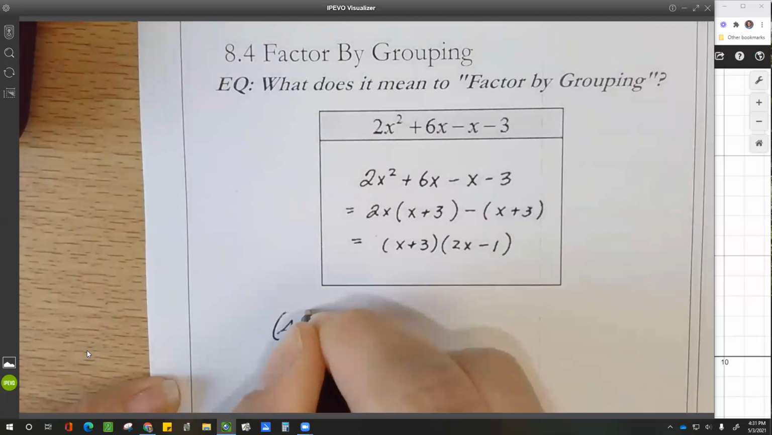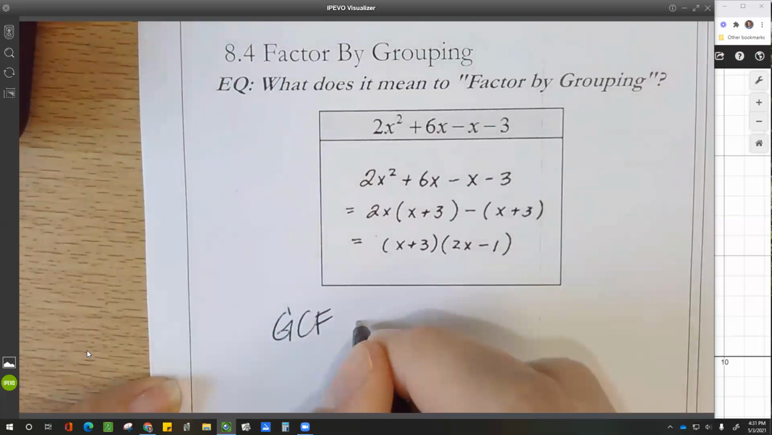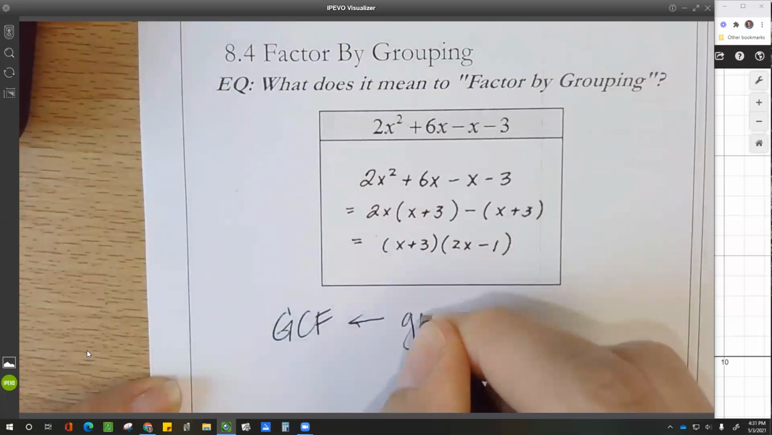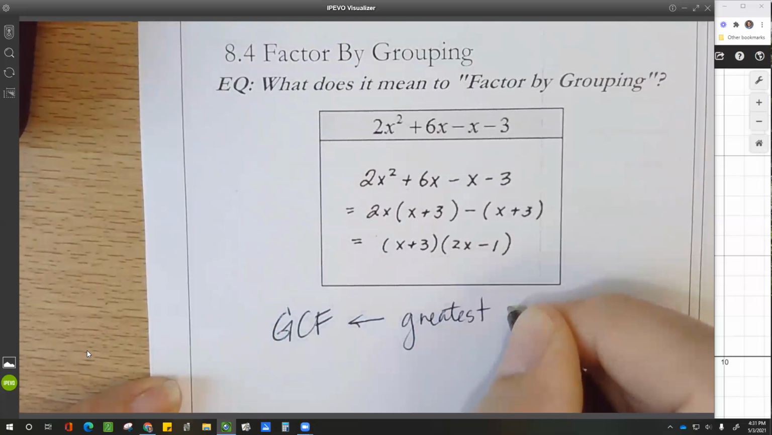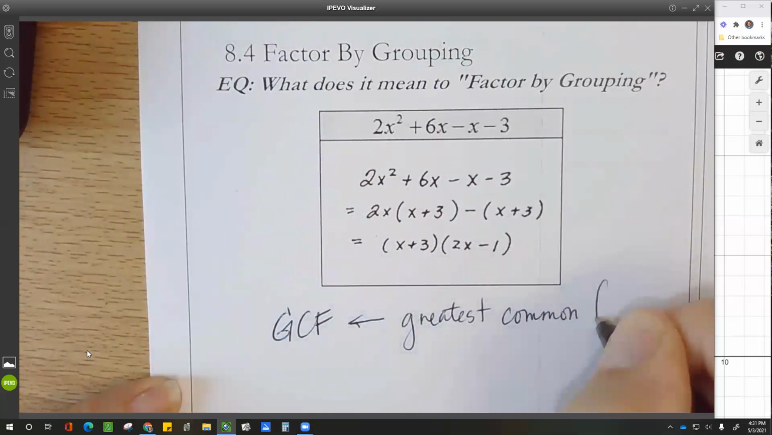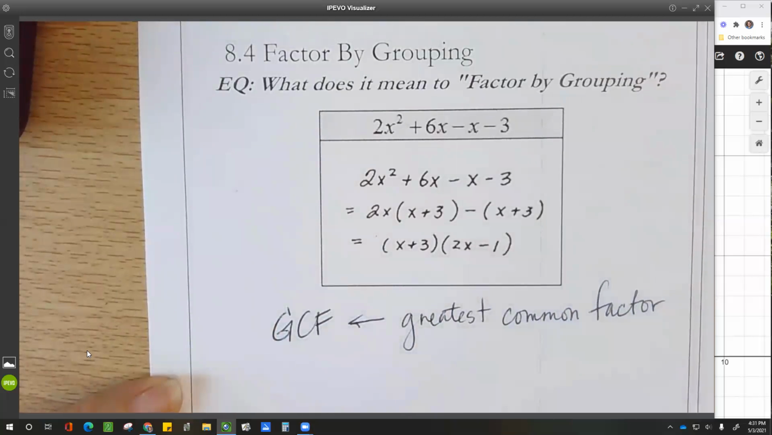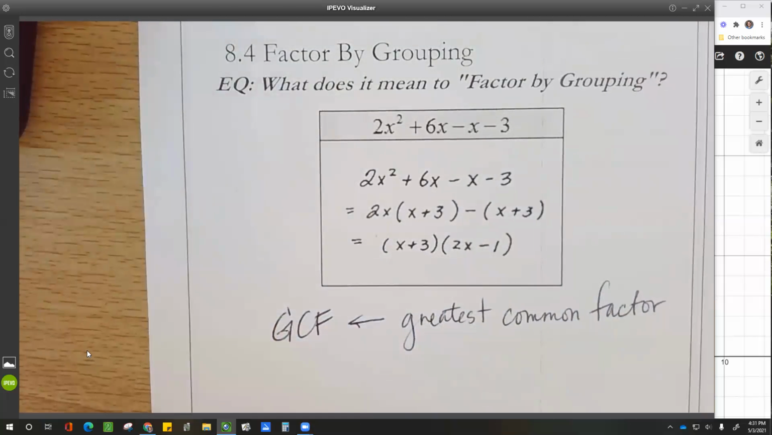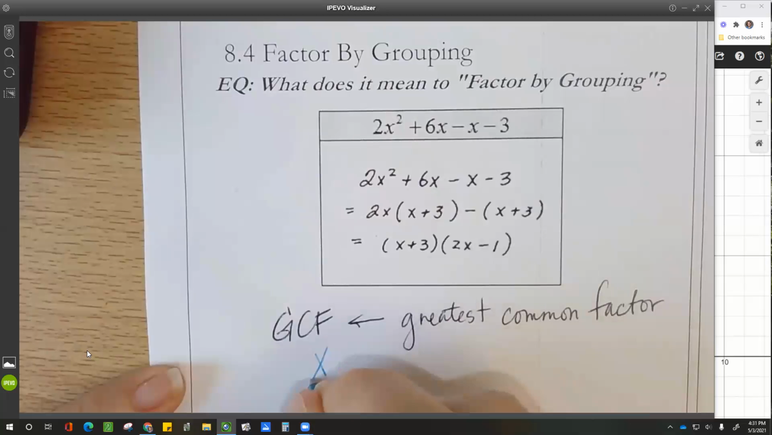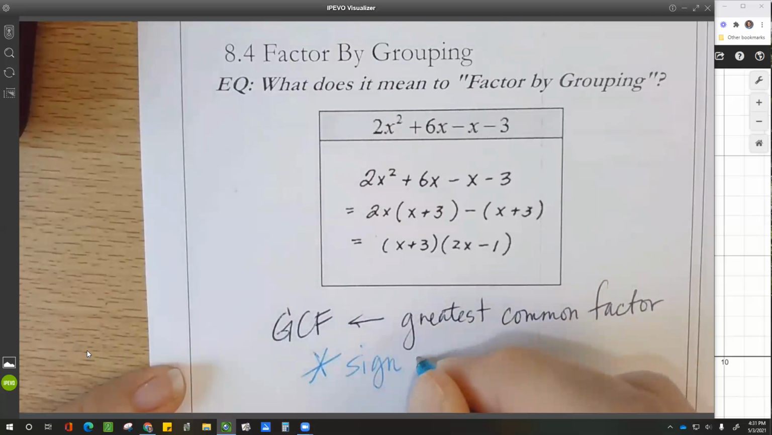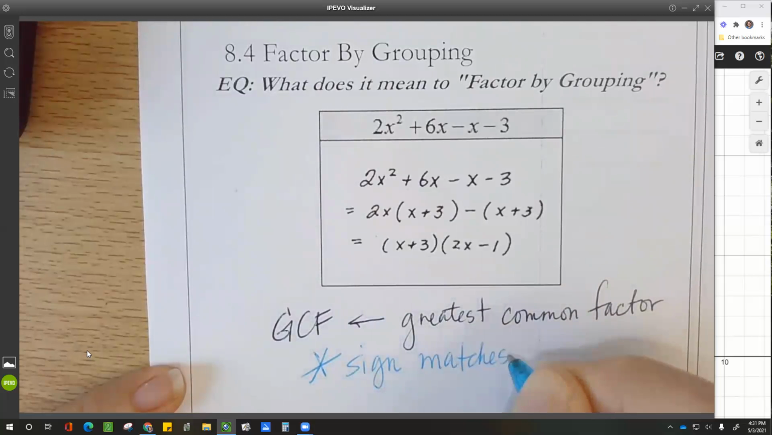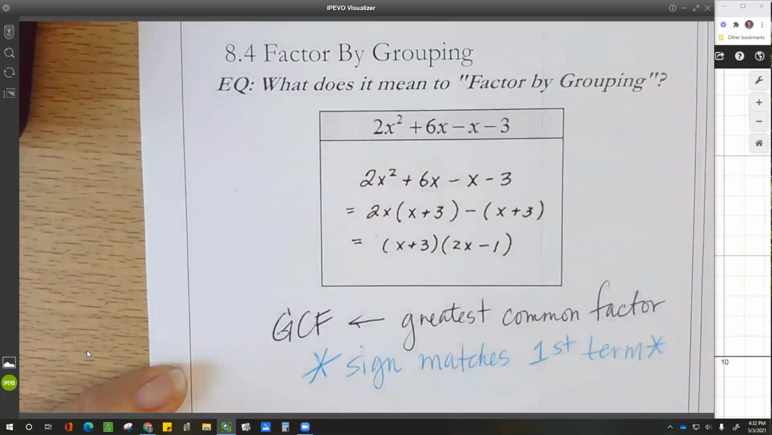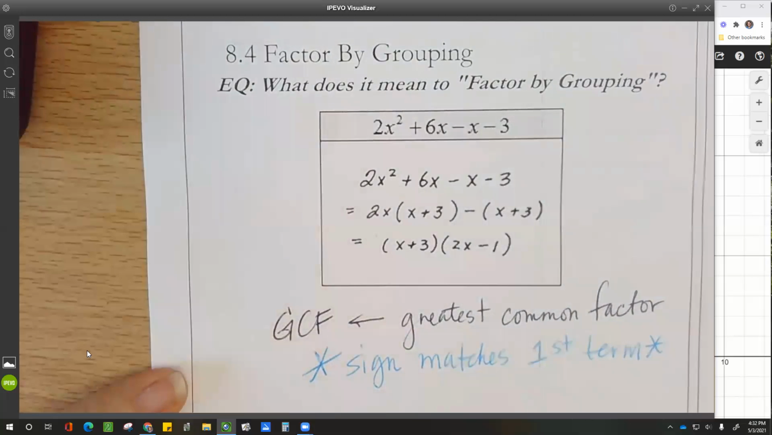Before I get started, I want to make sure that you understand the rules for factoring using greatest common factor. So GCF, that's greatest common factor. There may be a rule that you're not aware of, which is the sign of the greatest common factor matches the sign of the first term. And that's important when you're using grouping. Here's what I mean.